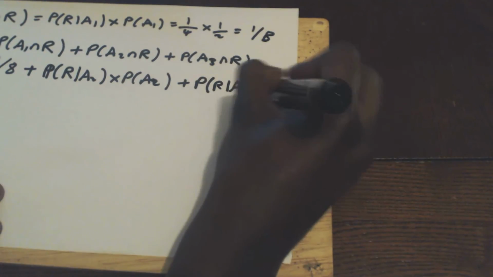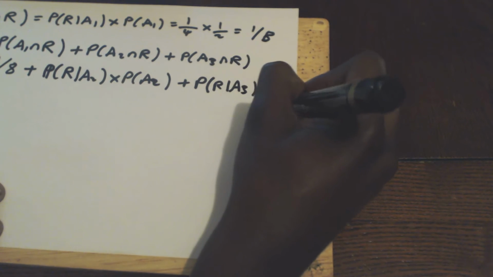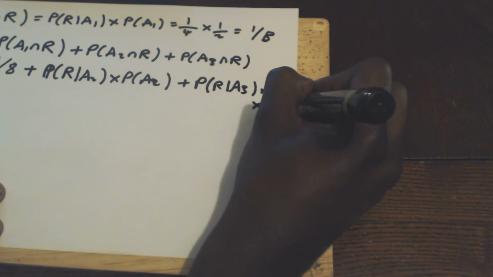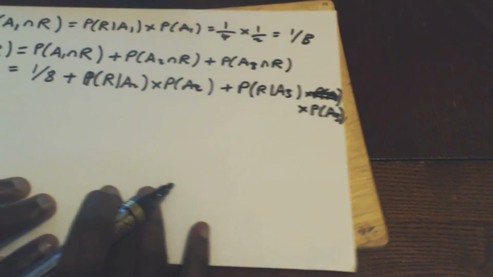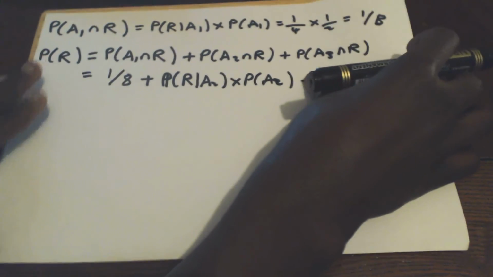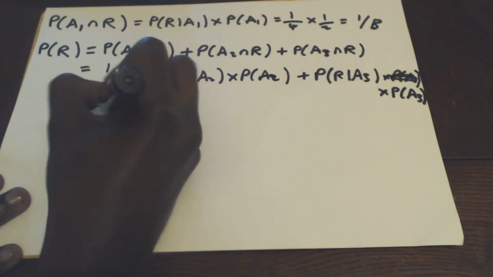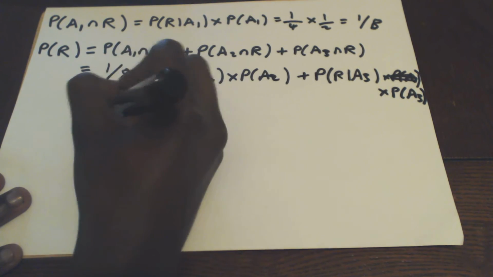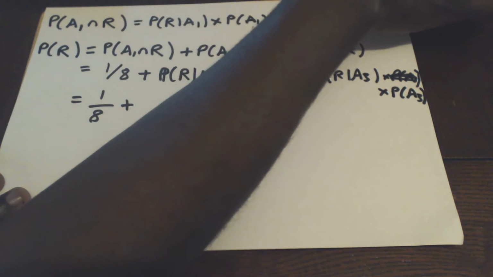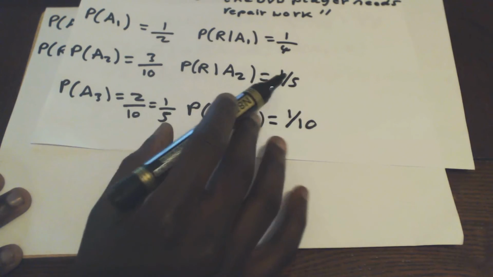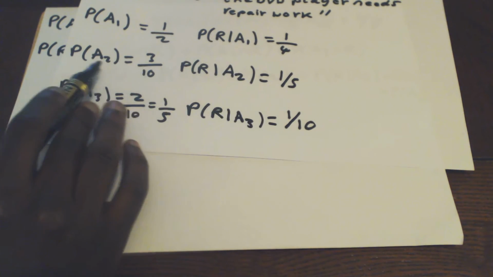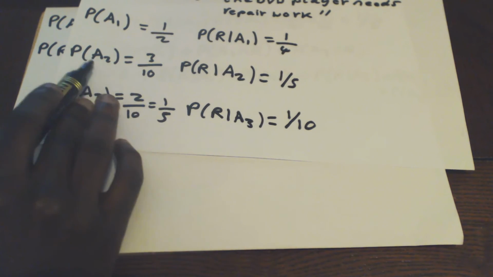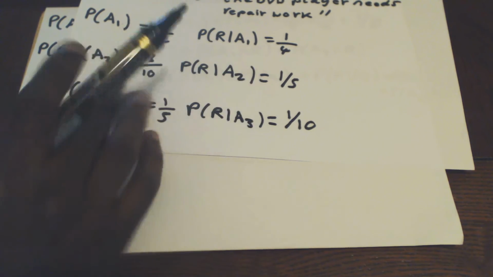Hopefully that's clear. That's meant to say A3. Let me just rewrite that. It's not very clear on the camera, so hopefully that's a bit clearer. But yeah, just barely fit that in. So what's this going to be? Well, this is going to be 1/8. This is going to be, well, R needs repairing given that it's A2. That's going to be 1/5 times that it's A2, that is the second brand. So that's 1/5 times 3/10.